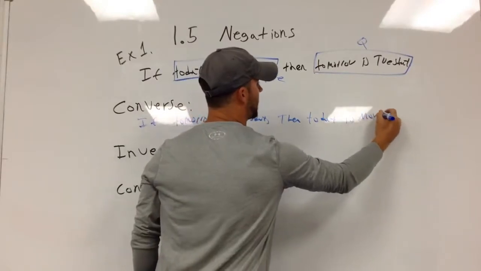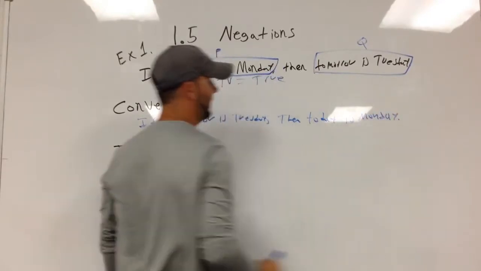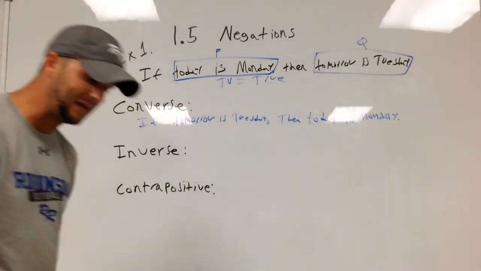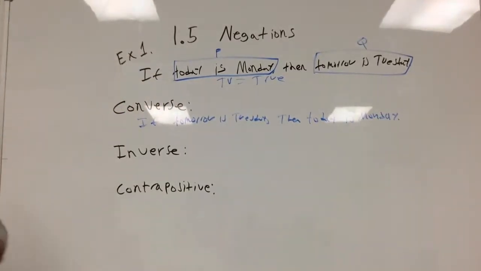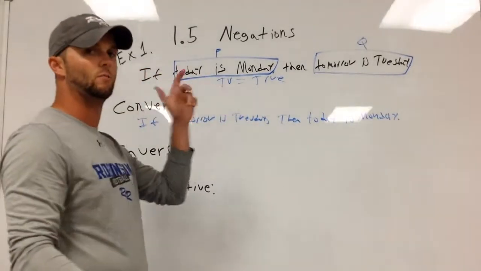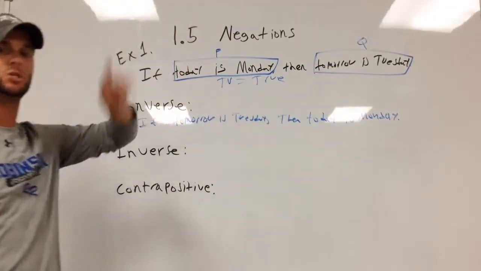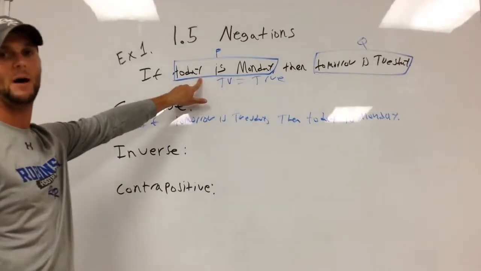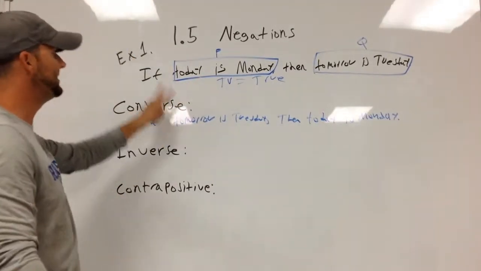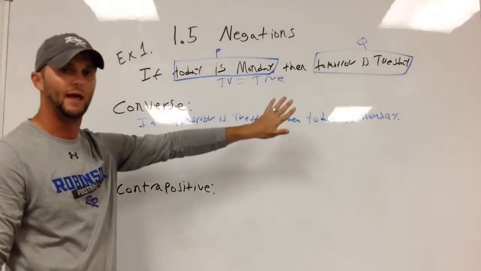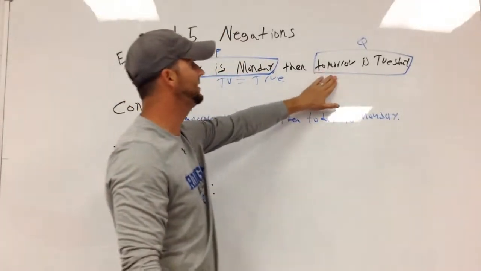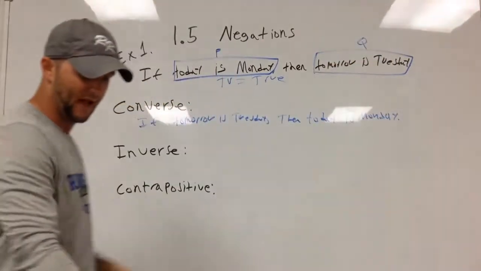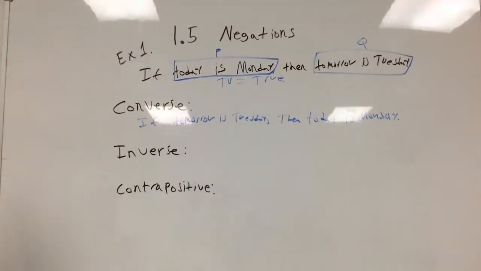So that would be your converse. Okay? Now it wants you to negate both Q and P. Remember, negating means you change those to their opposite. If I negate my hypothesis, it would be: today is not Monday. If I negate the Q, it would be: tomorrow is not Tuesday. So that's what you would put for the negation of Q and P.